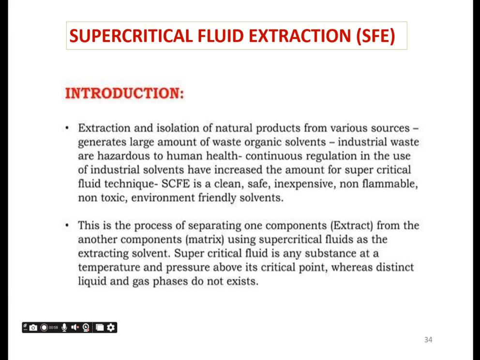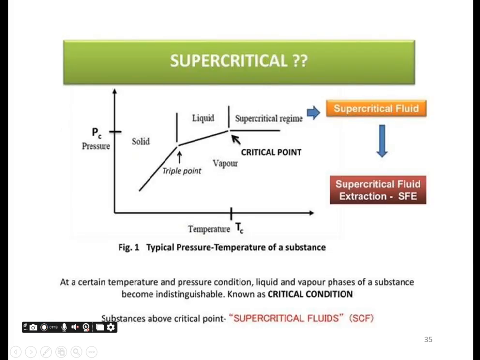So what does supercritical fluid mean? It is any substance at a temperature and pressure above the critical point, where distinct liquid and gas phases do not exist. When we increase the temperature and pressure above the critical point, it behaves like a fluid, known as a supercritical fluid. And this supercritical fluid is generally used for isolation purposes.